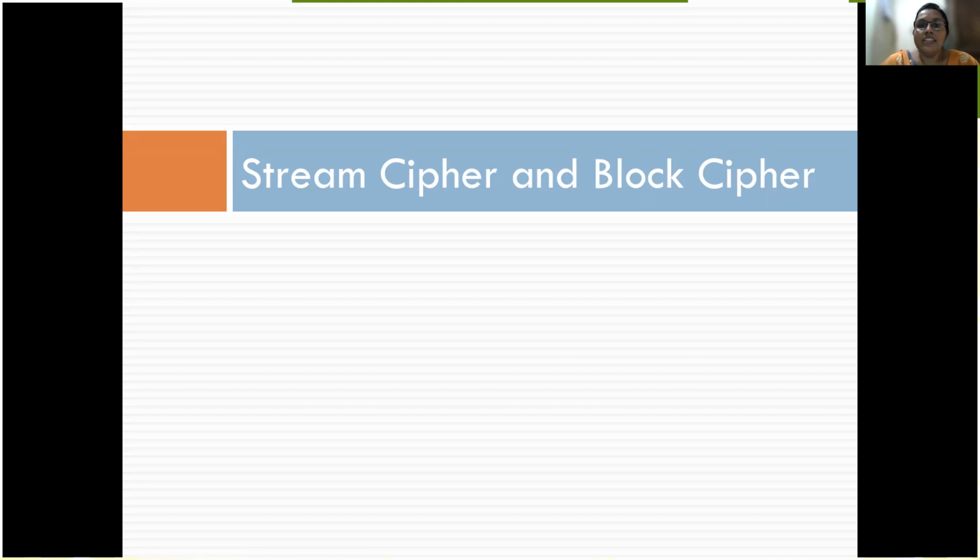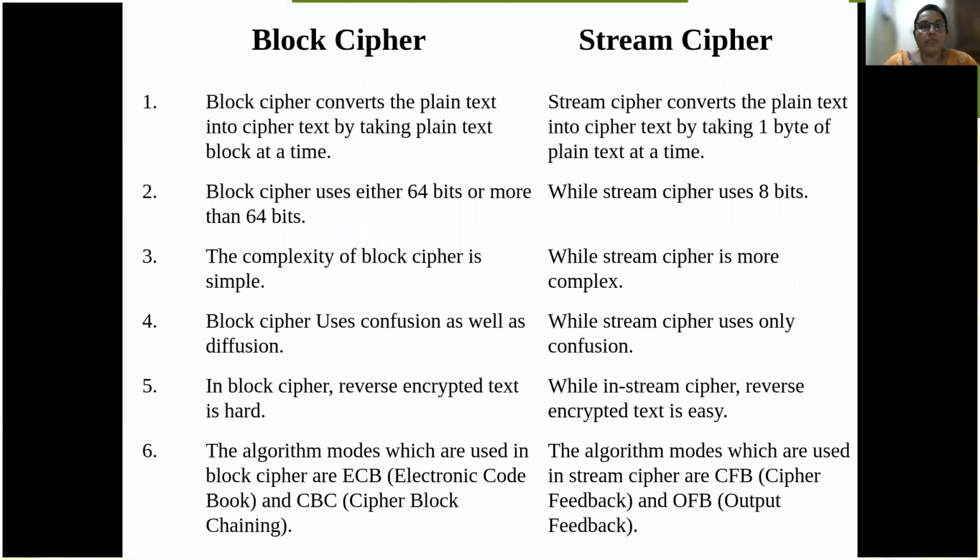So for that, we are going to look at stream cipher and block cipher with some emphasis on modes of operation, and then we will go on to discuss the actual modes of operation. Now, block cipher and stream cipher both convert plain text to cipher text. But in block cipher, you convert a block of data at a time. So not one byte, multiple bytes at a time will be converted from plain text to cipher text. Usually, it is either 64 bits or more, whereas in stream cipher, it's 8 bits, 1 byte.